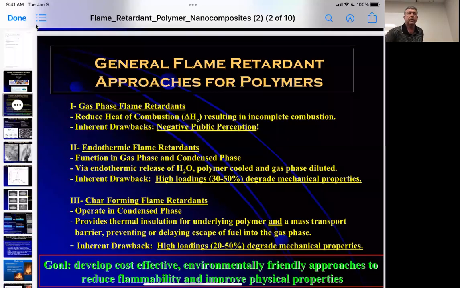All right, this is part 2 for flame retardancy, but this one I stole some slides from somebody else because they had some cool pictures that we hadn't seen before, and I thought I would have a kind of cool mechanism to go over.